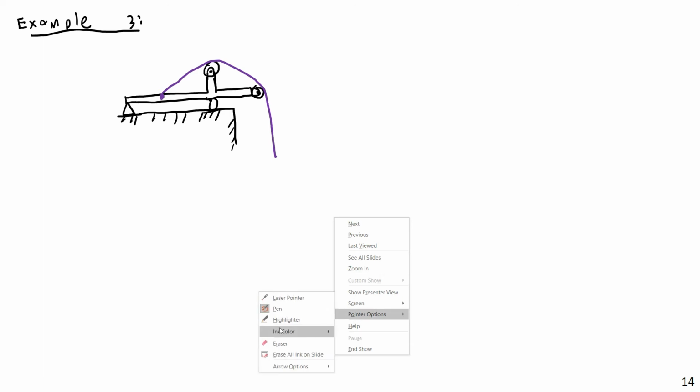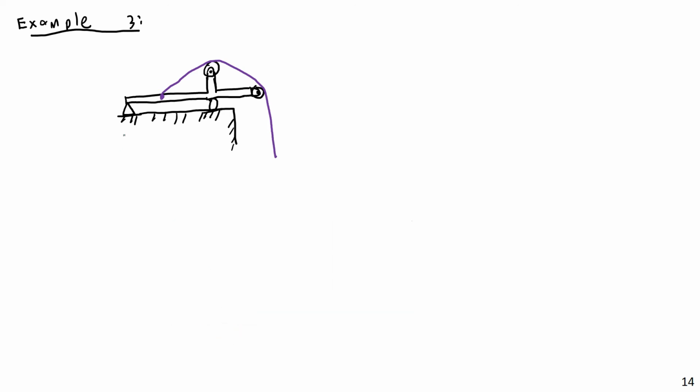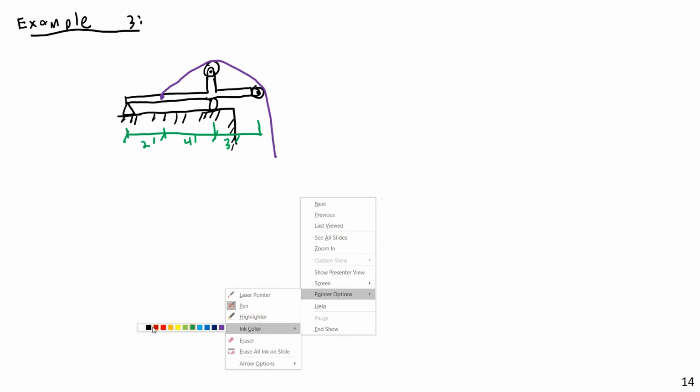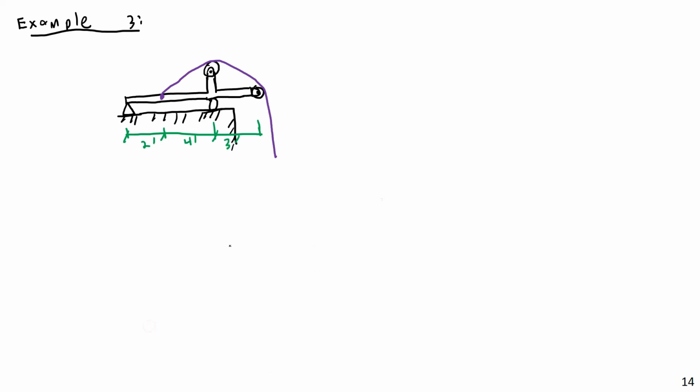Now, I'm going to give us the dimensions. Let's say this is 2 feet, 4 feet, and 3 feet. 2 feet, 4 feet, and 3 feet. And attached to this then is a 10-pound weight.